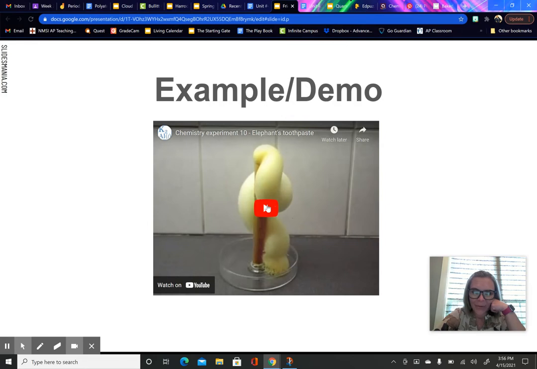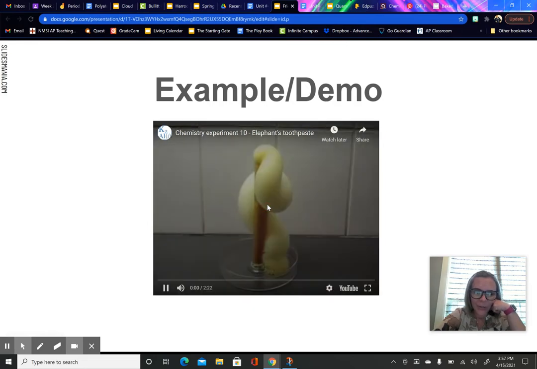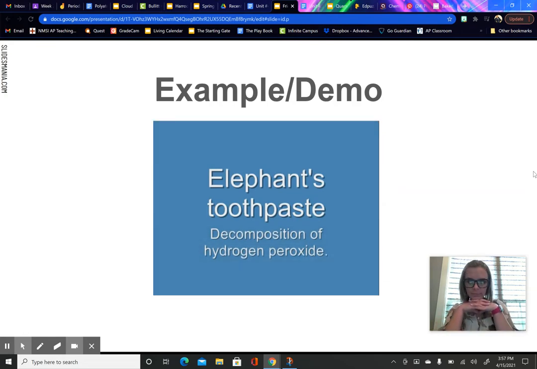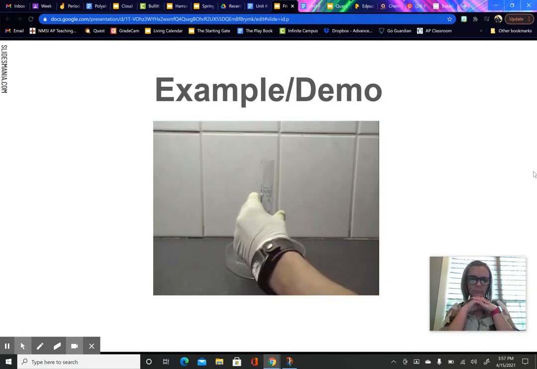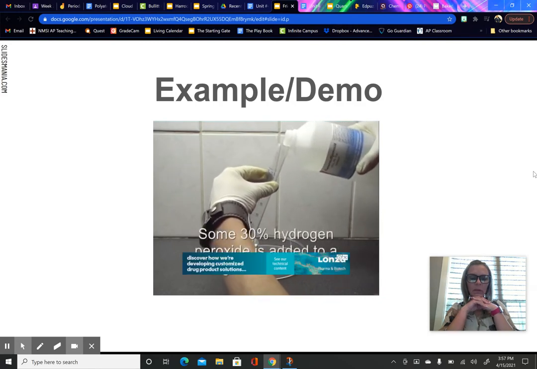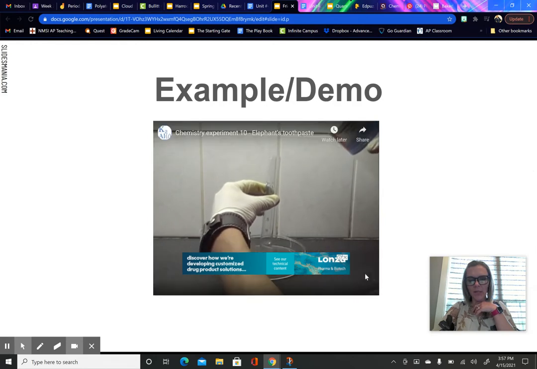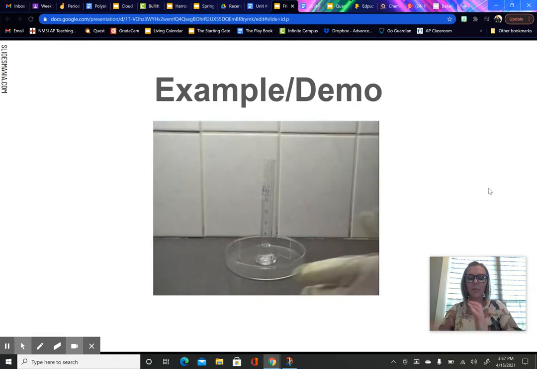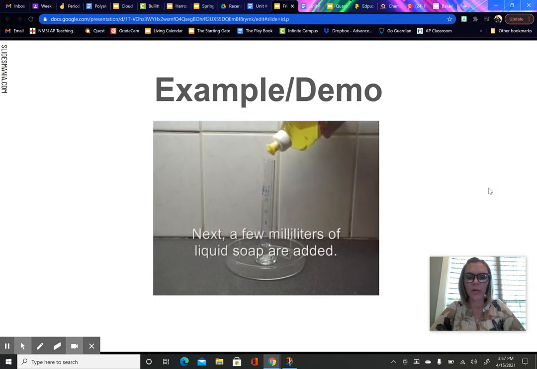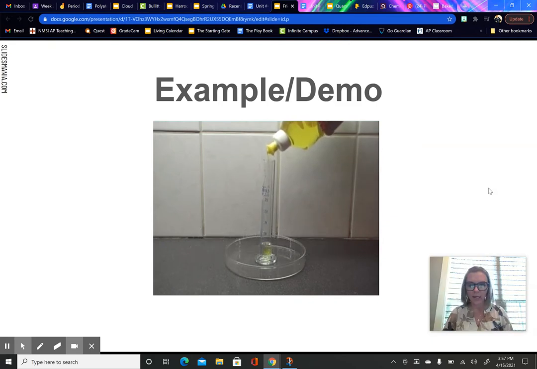You probably have seen or heard of this before. This is the elephant toothpaste demo, which is the decomposition of hydrogen peroxide. We use 30% hydrogen peroxide because of how concentrated it is. It will make things happen much more quickly and make the reaction easier to observe. If you use regular hydrogen peroxide that is in your house, it's probably 3%, so it's 10 times weaker. It might give you a reaction, but it probably won't give you as much or as quickly.